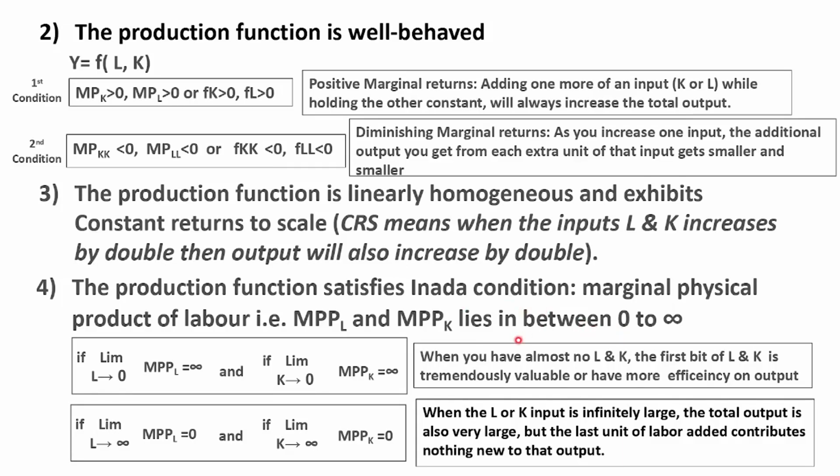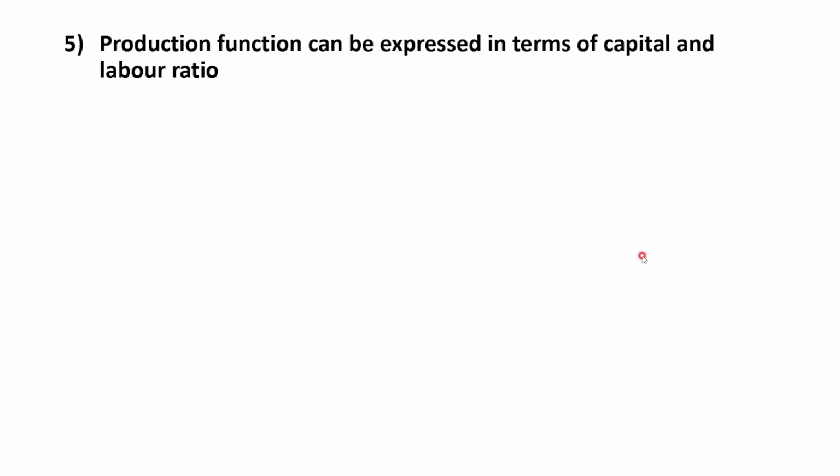Here do not get confused. Under assumption number 2 we have a well behaved production function. Well behaved means positive marginal returns and diminishing marginal returns, but under assumption number 4 it is the Inada conditions, where the Inada conditions tell about the extremeness of a function. Let's go to the fifth assumption.